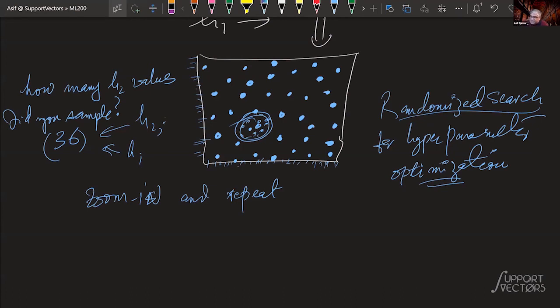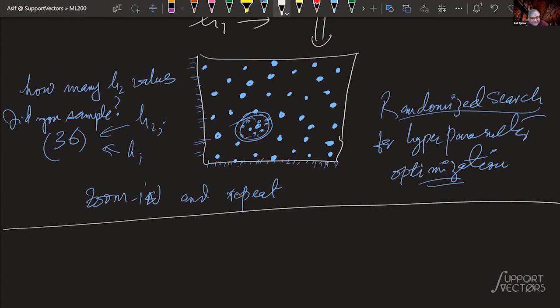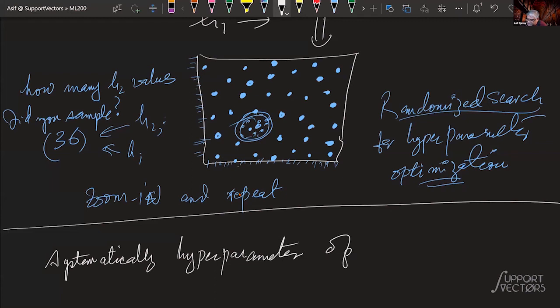But now comes the state of the art these days, and this is where automated ML and these things come in. We have a way of systematically doing hyperparameter optimization.